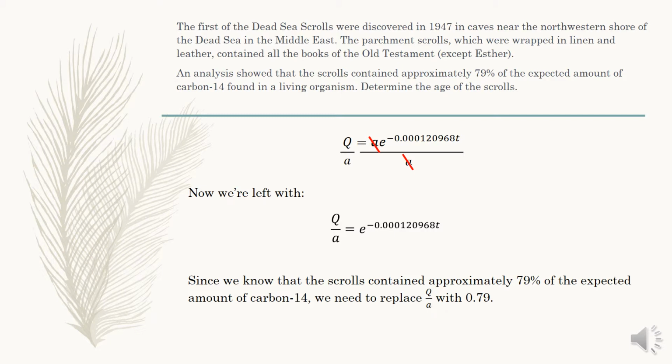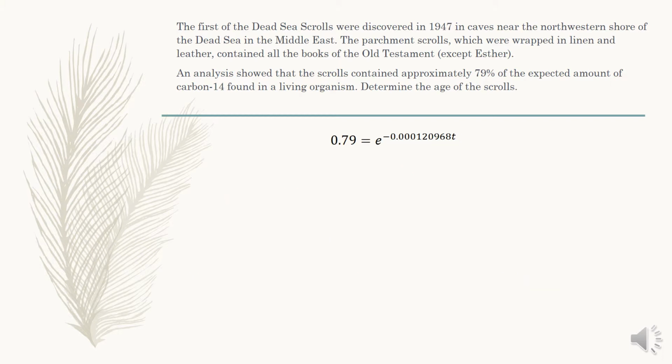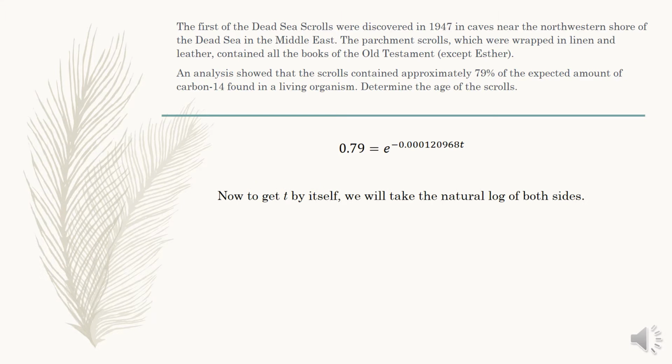Since we know that the scrolls contain approximately 79% of the expected amount of carbon-14, the first thing we need to do is change that 79% to a decimal. So 79% as a decimal is 0.79. We're going to replace Q divided by A by 0.79. Now, to get t by itself, since t is in the exponent, we need to take the natural log of both sides. Now, this is something that we learned in class, and we learned that natural log and e are inverses or opposites, and they cancel each other out.